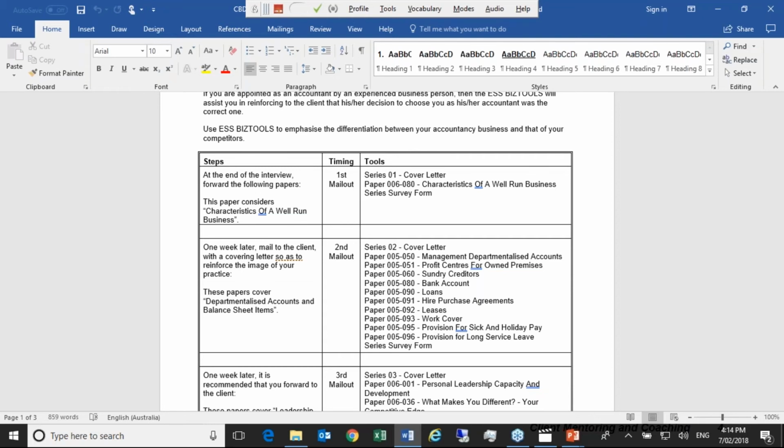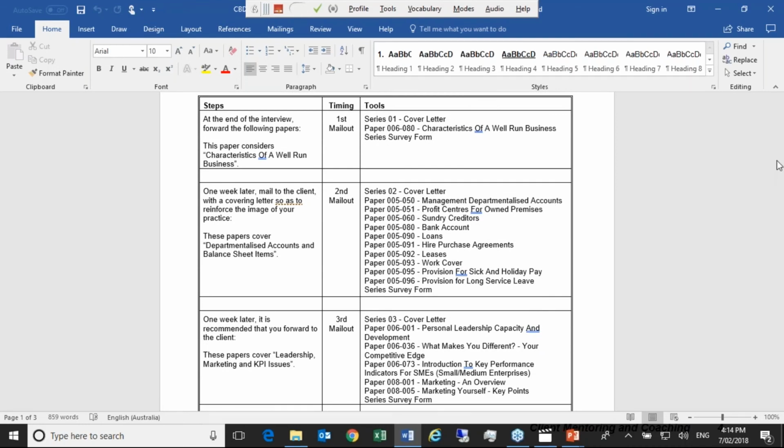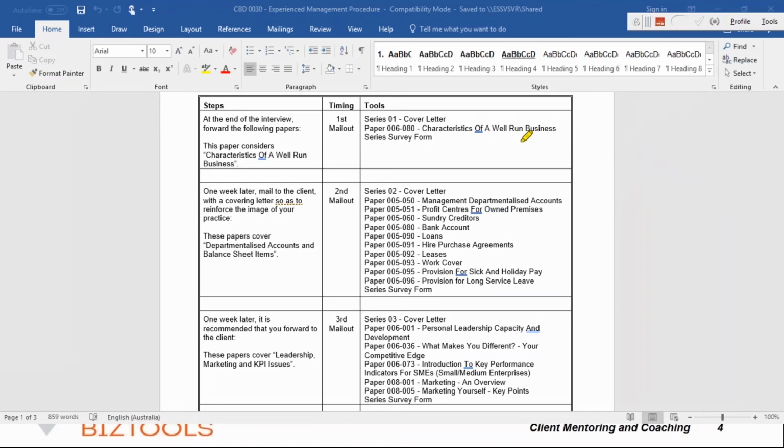And what you're trying to achieve out of all this is that the client gets an understanding of the type of services that your firm can provide. And what we're giving them access to here is a whole range of papers that are contained within ESS BizTools. So in the first series, they get characteristics of a well-run business. There's 20 characteristics that are analysed in some detail.